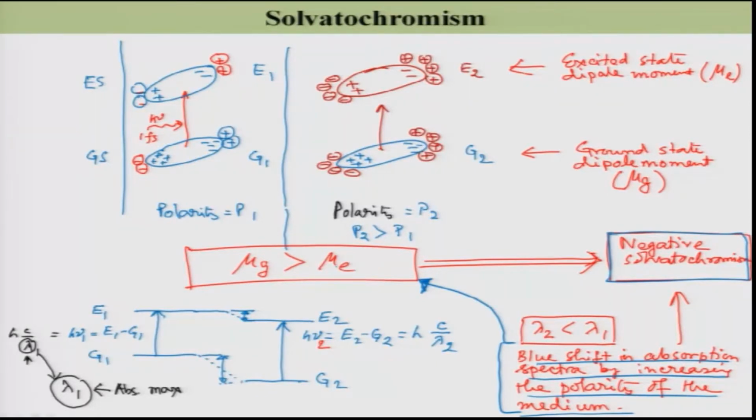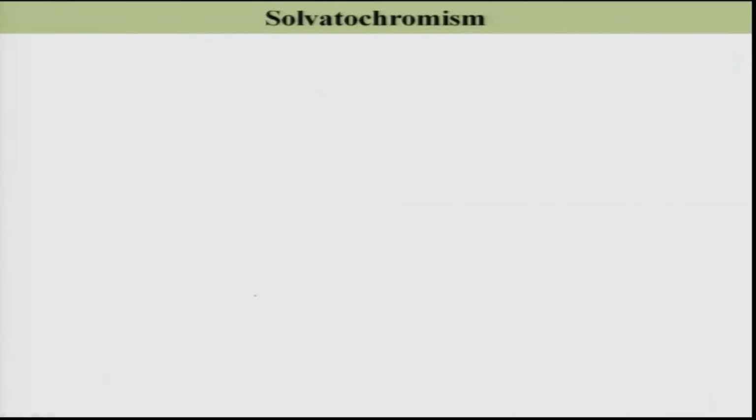So, let us see what happens if the situation is just reverse. What I want to say is, in the case where the excited state dipole moment is more than the ground state dipole moment, what will be the situation? So, here my condition is that mu g is less than mu e, right.